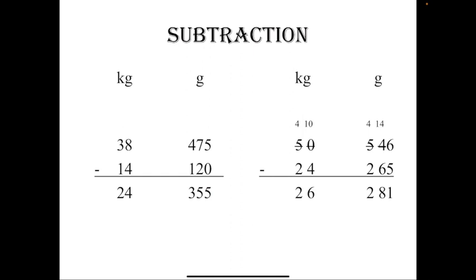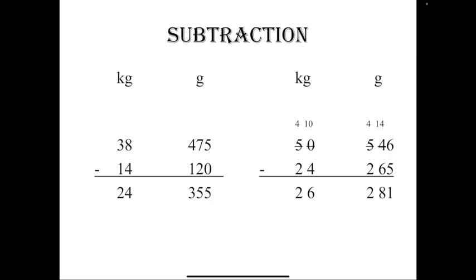So this 4 will borrow 1 from 5. After giving 1, 5 will become 4. So you cut there and write 4. And this 4 will become 14. Now 14 minus 6 we can easily do. That is equal to 8. Now moving to the next column, 4 minus 2, you can easily subtract. So that answer will be equal to 2.